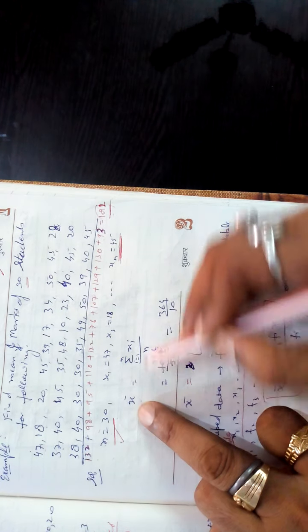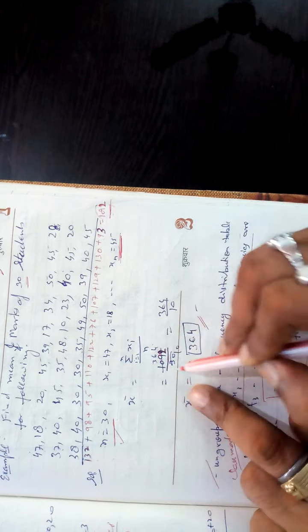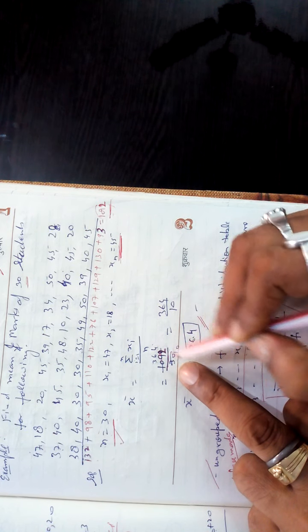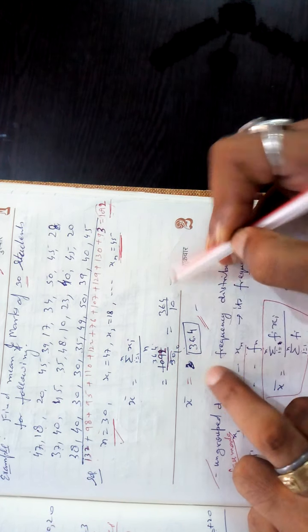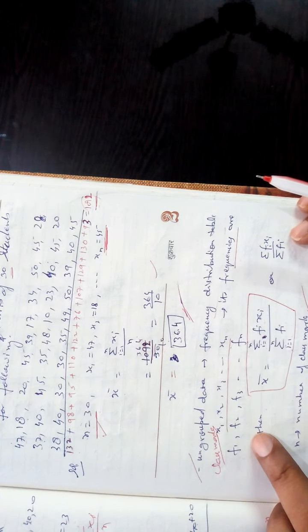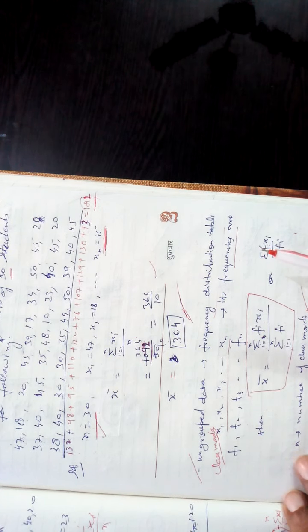So x bar is equal to sigma xi upon n. Sigma xi means 1092, and when you divide, your answer is 36.4.